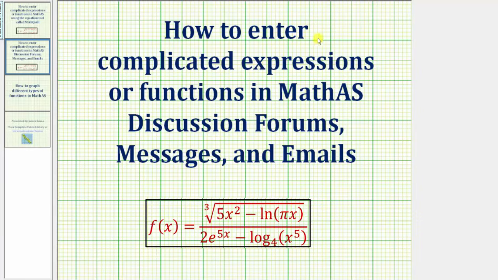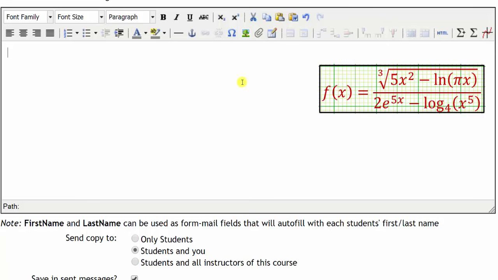Welcome to a tutorial on how to enter complicated expressions or functions in MathAS discussion forums, messages, and emails. As an example, we'll be entering this function here, which is much more complicated than any function you would ever have to enter in MathAS. So whether you're posting to a discussion forum, sending a message, or an email through MathAS, you will always see this editor, and we can enter math notation using these two tools on the far right.